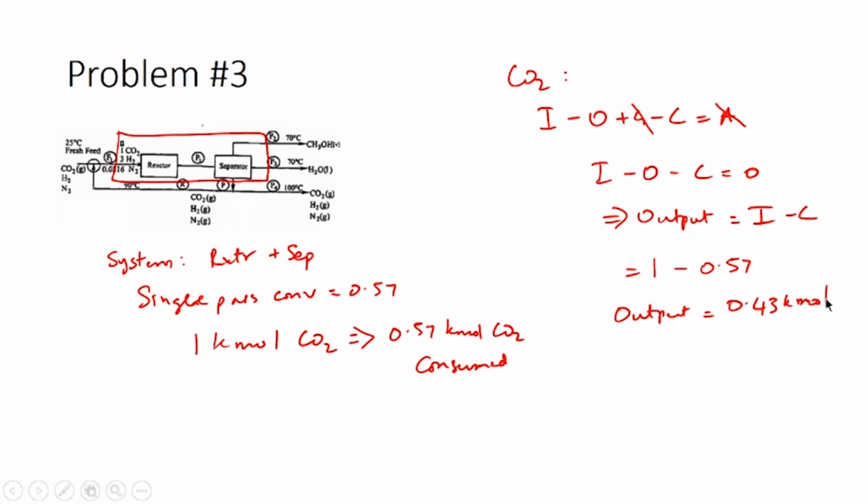So, this CO2 is actually leaving only through the stream P, because you have other streams here which are P2, P3 and P4. P4 does not cross the system boundary here, only the streams which are crossing the system boundary are P2, P3 and P. Out of this, P2 has only methanol, P3 has only water, P has carbon dioxide, hydrogen and nitrogen. So, the number of moles of carbon dioxide in the stream P is 0.43 kilomoles.